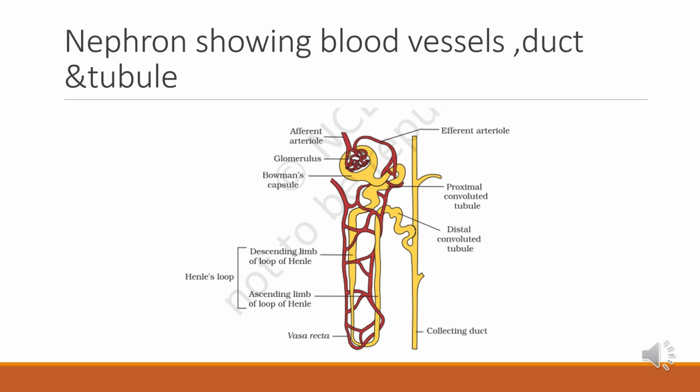Now distal convoluted tubule joins collecting duct which is lined by cuboidal cells having microvilli. Many distal convoluted tubules of a number of nephrons open into a bigger duct termed as collecting duct. Collecting ducts unite to form still larger ducts called ducts of Bellini. The latter run through the renal papillae.